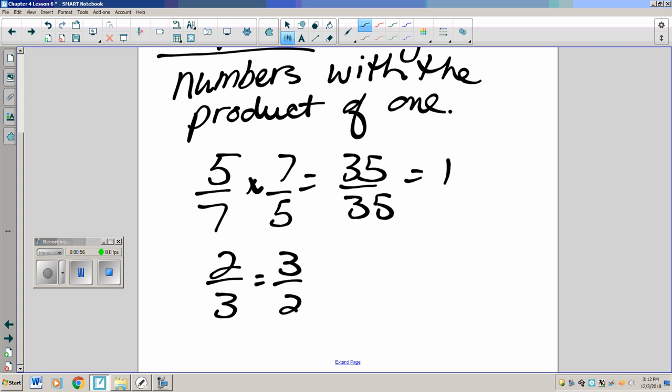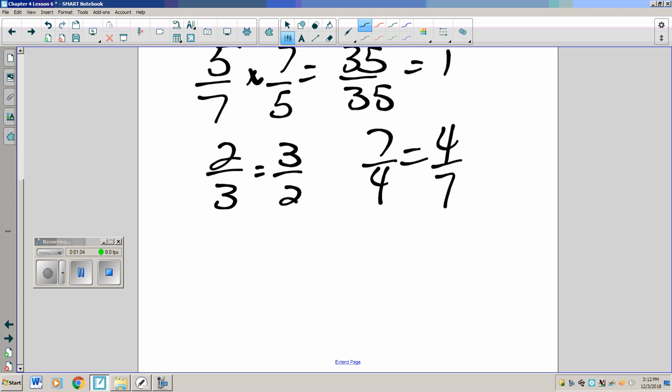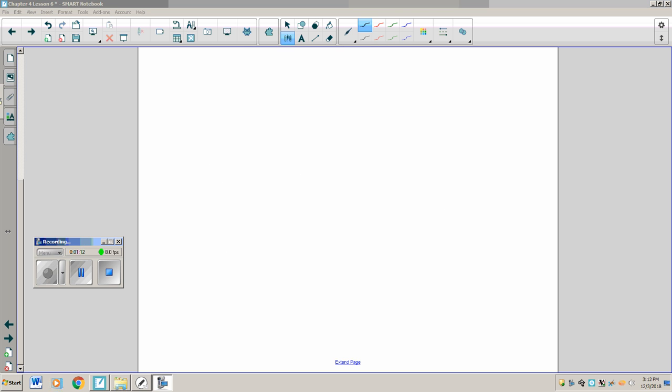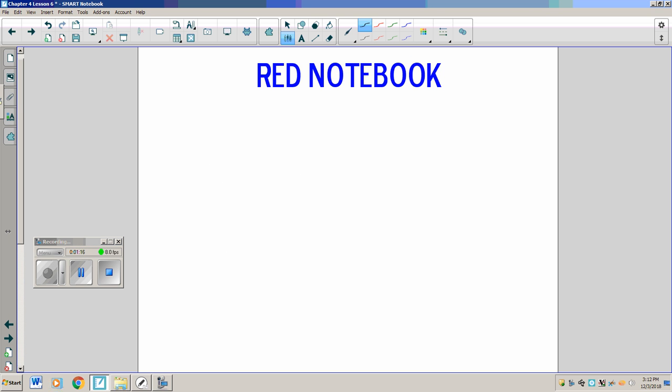The reciprocal of 7/4 is 4/7. So it's any two numbers, and when you multiply them, their product is 1. The reciprocal of 1 would be 1. We use reciprocals for dividing fractions.